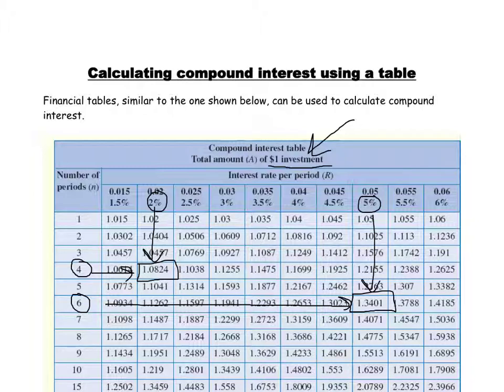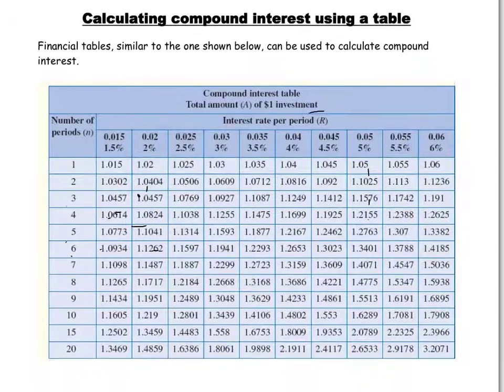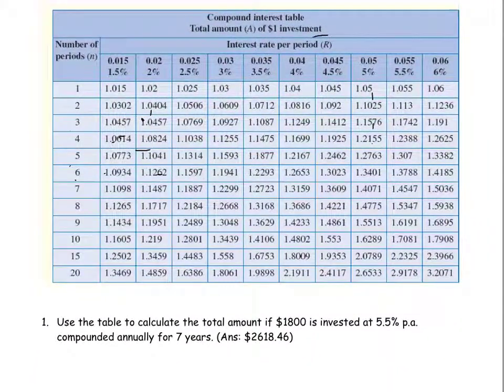What we're going to do now is look at how we can use this table for the first question. So let's just rub this out, and rub the red line out. There we go. Alrighty. So let's move this up a bit and look at the very first question. It says, use the table to calculate the total amount if $1,800 is invested at 5.5% per annum for 7 years.